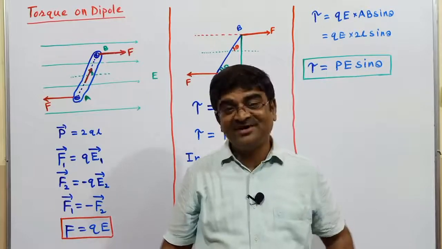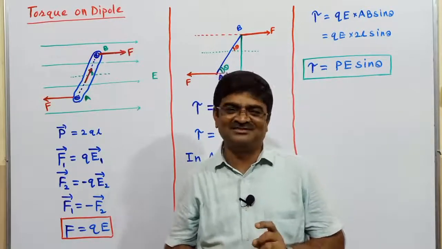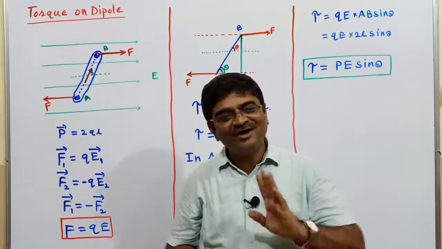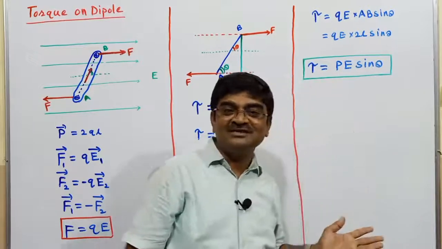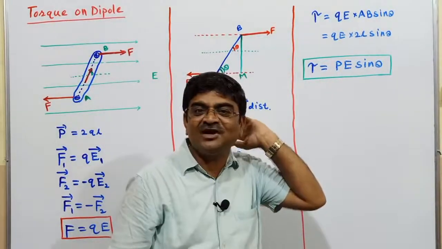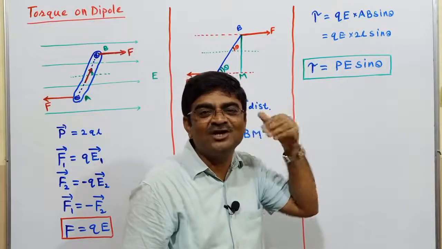And in a vector product, in a cross product, the order of product is very important. So my question is, if I wish to write this equation in vector form, should I write P cross E or E cross P?